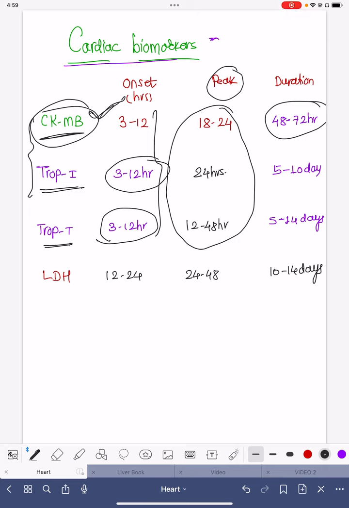Troponin I comes back to normal within around 10 days, whereas troponin T lasts for a longer period, up to 14 days. That is the reason why troponin T is very commonly sent with CKMB. So that's all for today, and thank you.